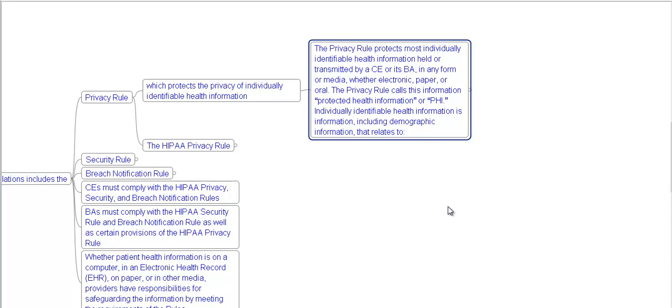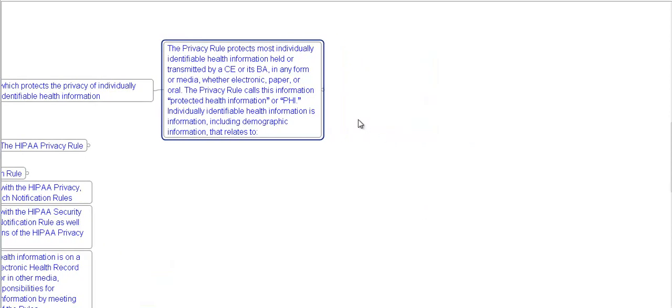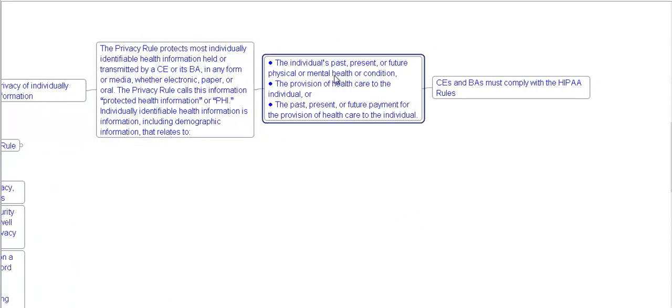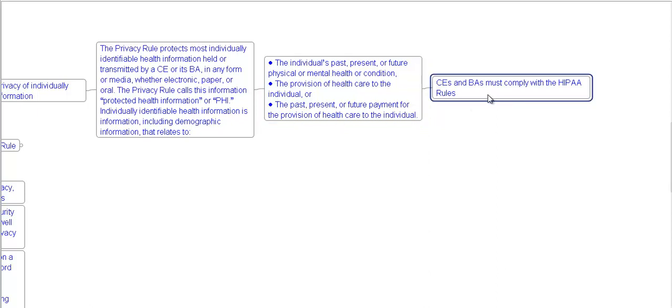Individually identifiable health information is information, including demographic information, that relates to an individual's past, present, or future physical or mental health or conditions, the provision of health care to the individual, or the past, present, or future payment for the provision of health care to the individual. Covered entities and BAs, business associates, must comply with HIPAA rules.